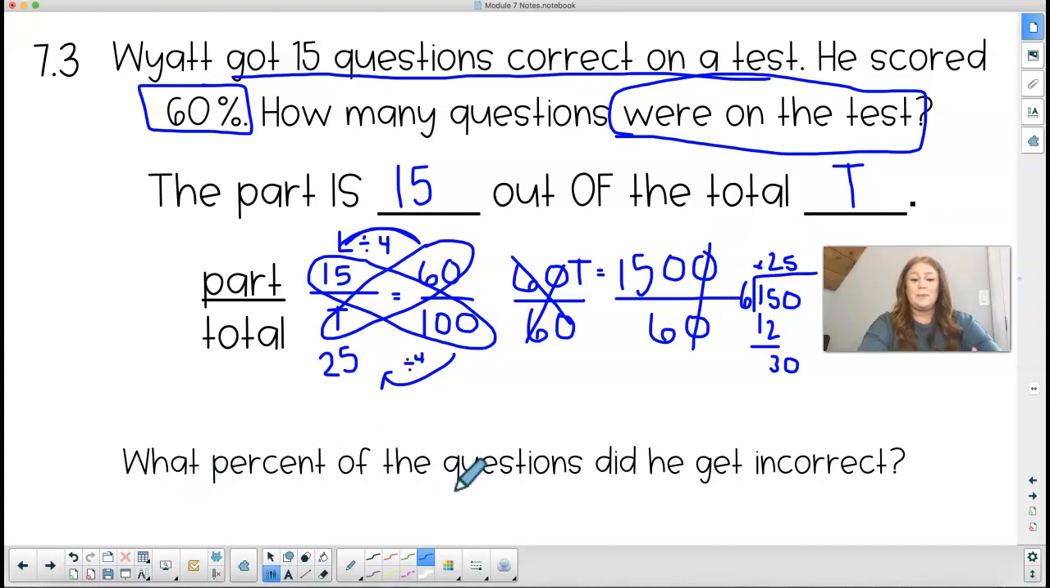So now it wants to know what percent of the questions did he get incorrect. So we know he got 60% correct, and that's out of 100. So what percent were incorrect? That means 100 minus 60 is 40% were incorrect, which we can also figure out is 10 questions because he missed 10 here. So 10 questions he got wrong, which was 40% of the test, or he got 15 correct, which was 60% of the test. So we can answer lots of questions once we know all 4 parts of our ratio.